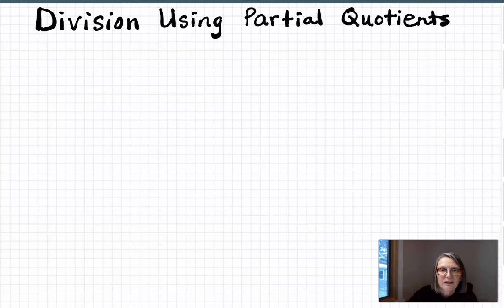Today we'll be doing division using partial quotients, and that's a method of breaking apart numbers to help it become a more fluent or easier process to figure out division. The story that we're thinking about takes place in a bakery. So a baker has baked 977 brownies. So I'm going to put that large number of brownies right here on our paper.